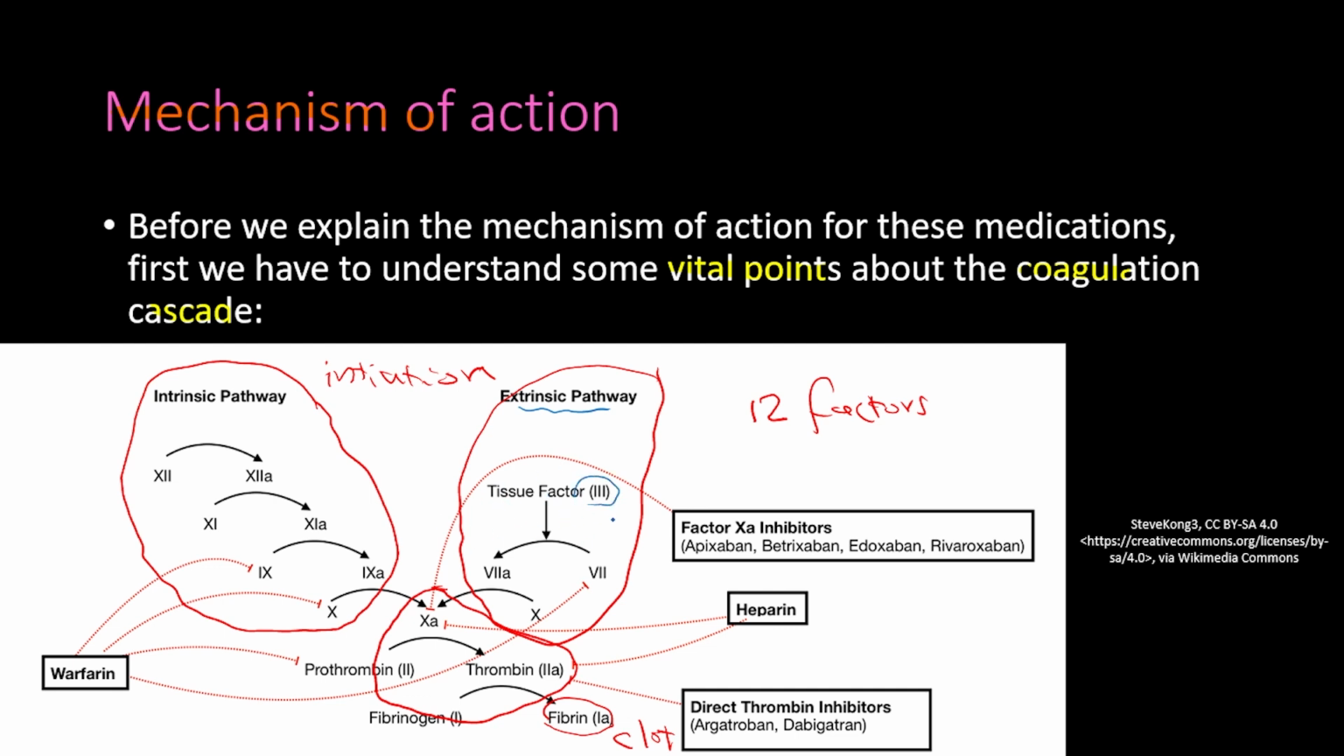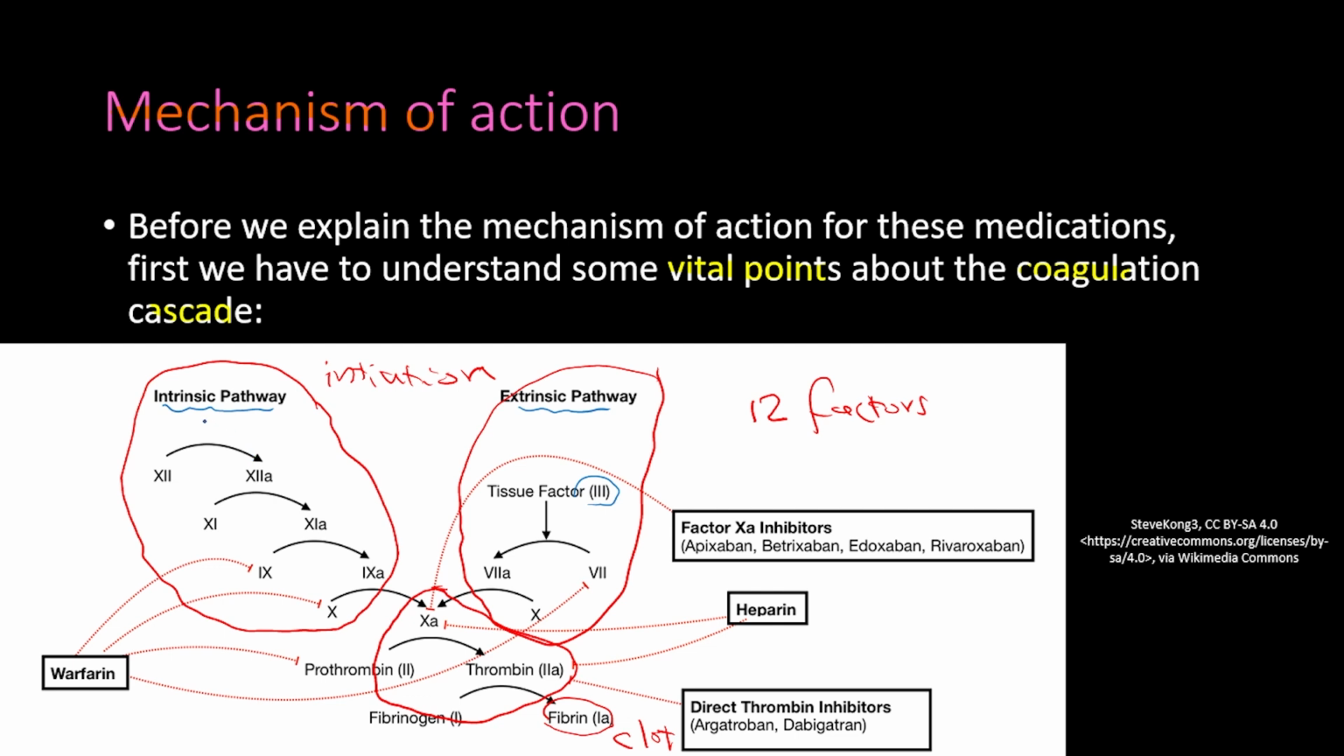And when the tissue factor is released, factor 7 is activated, and activated factor 7 would activate factor 10, and factor 10 would activate factor 2, and factor 2 would activate factor 1, leading to thrombus formation.